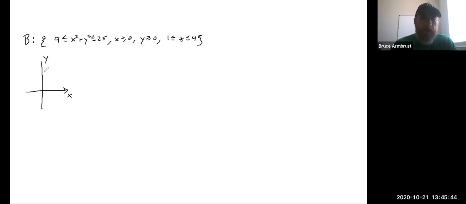So for this guy, it looks something like that. So there's 3 and there's 5. There's 3 and there's 5. So we don't have the full ring. We don't have the full washer. We only have the part in the first quadrant. Okay, so then the z's going from 1 to 4, what does that do? How does that make this three-dimensional?